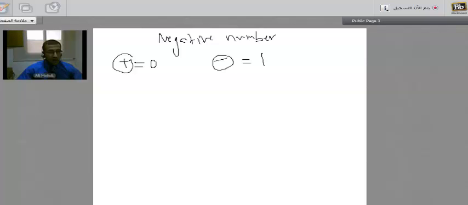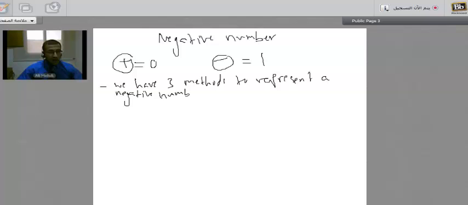Now we have three methods, okay? We have three methods to represent a negative number.